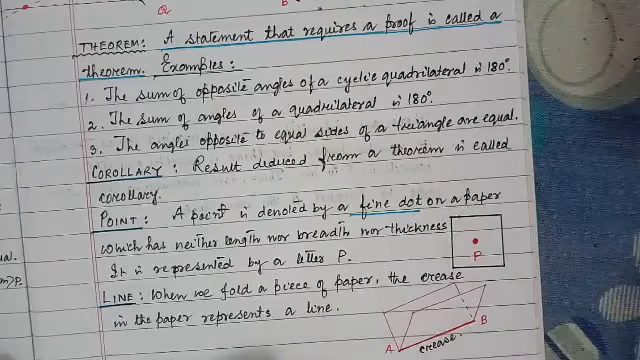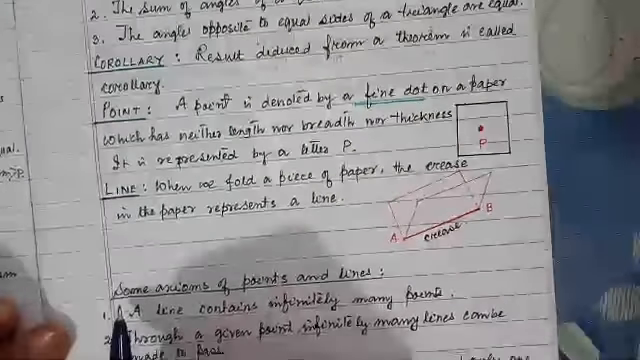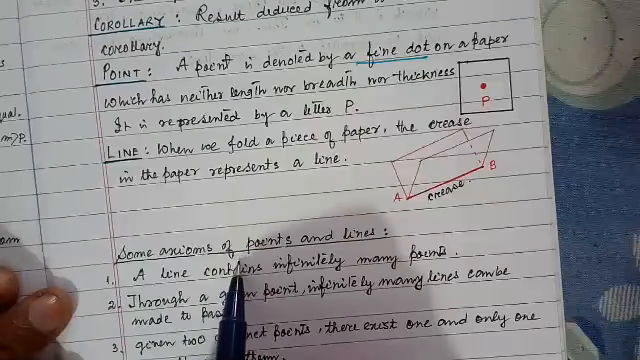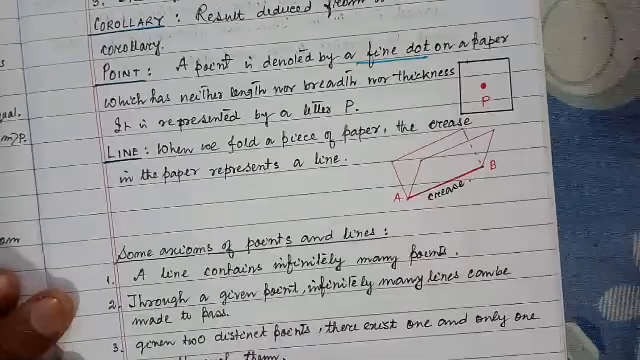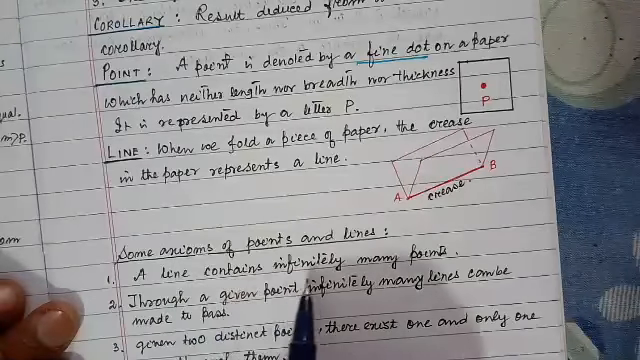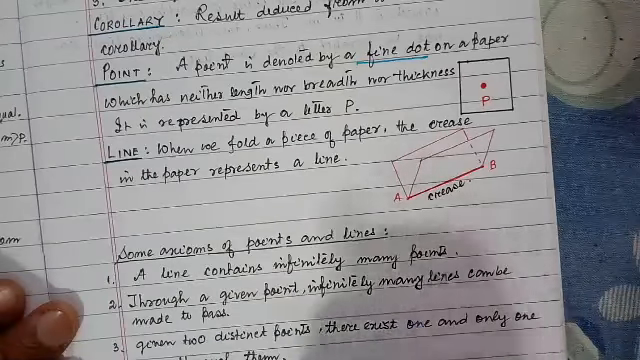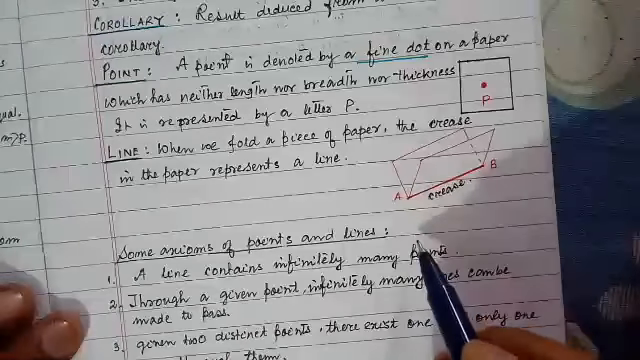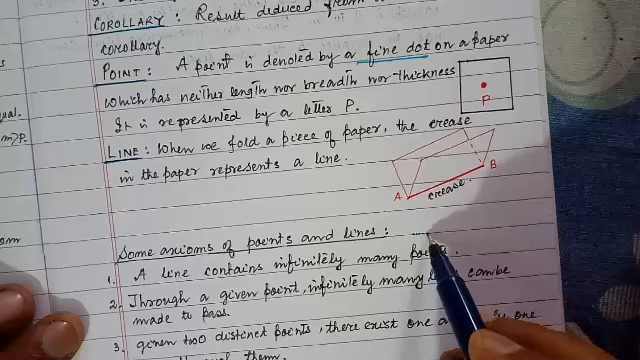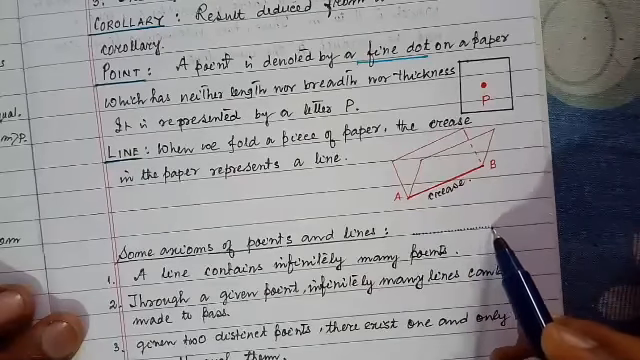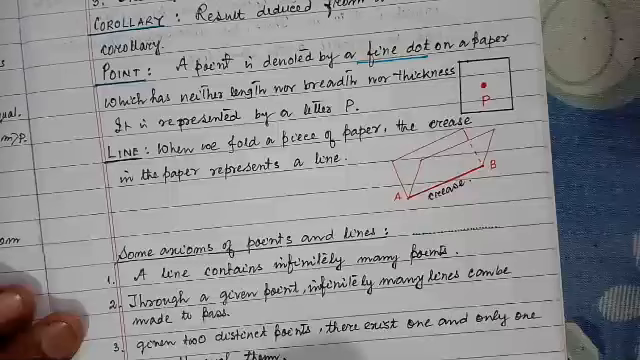Now some axioms of points and lines. A line contains infinitely many points. That is, a line is made up of infinitely many points. When all these points are joined, they form a line.